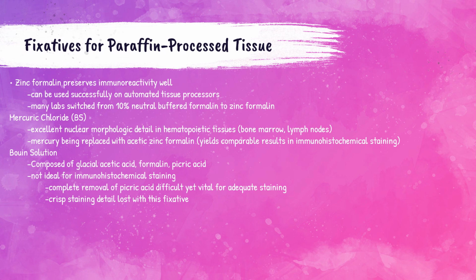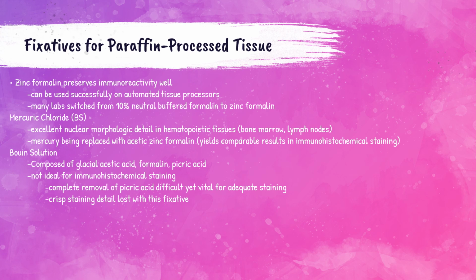Zinc formalin fixatives preserve the immunoreactivity of the tissue well. It can be used on automated tissue processors, which is great. Many labs have switched from the 10% neutral buffered formalin to a formulation of zinc formalin for routine processing because of this. Mercuric chloride and Bouin solution are rarely used, and the B5 is noted for producing excellent nuclear detail in bone marrow and lymph nodes.